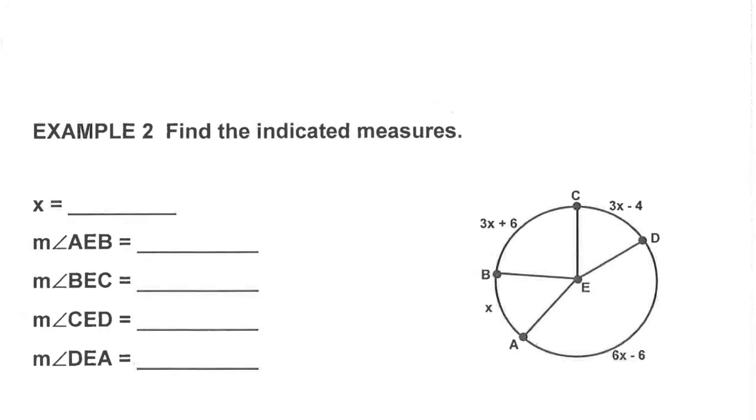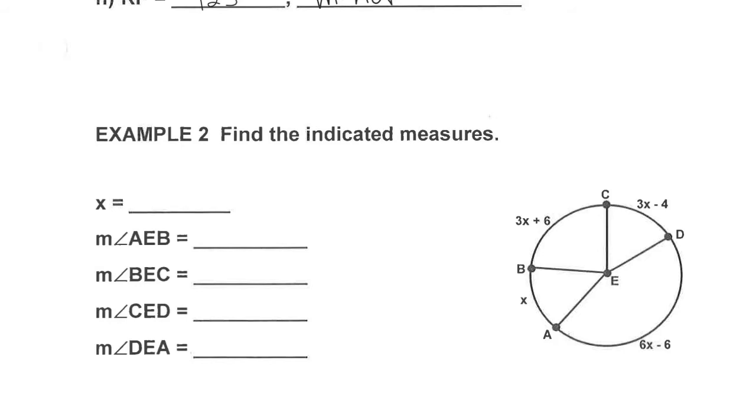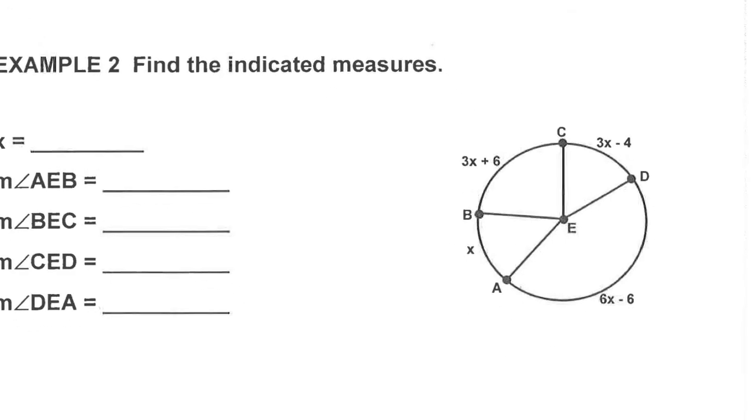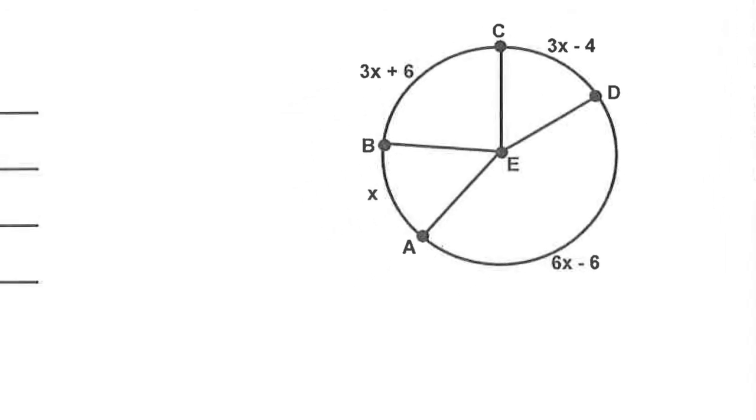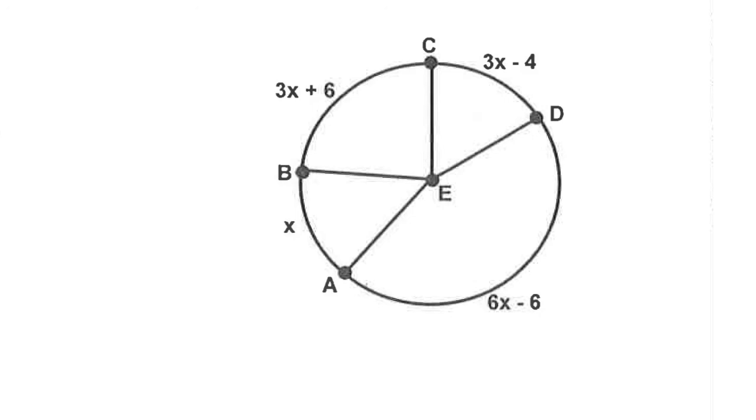It says find the indicated measures. We're going to have to find what x actually equals. Then we're going to have to find each of those angles. So the big thing about this is it gives us a little equation for each piece of that circle. So that's the whole way around. And you should know there's 360 degrees in a circle. So I can add all of these together and find x.